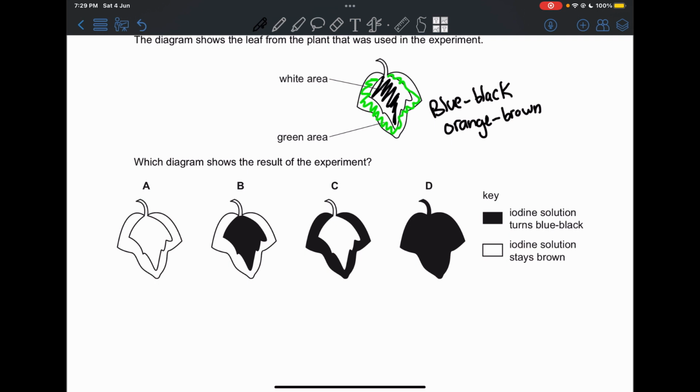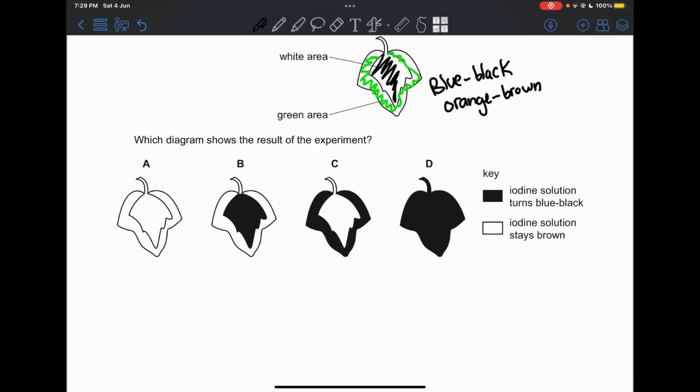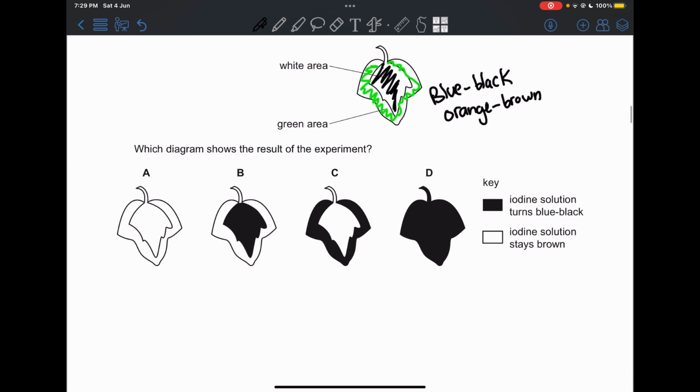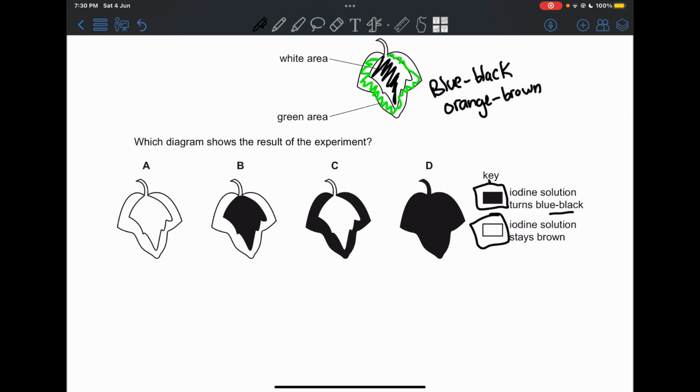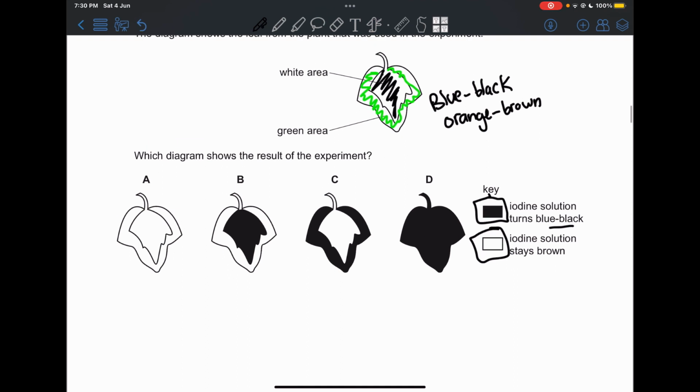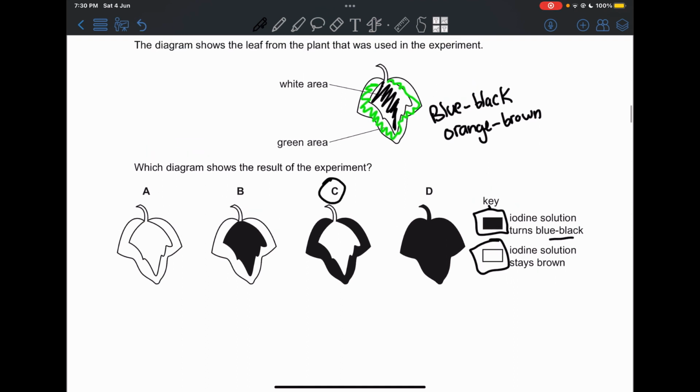Now they're saying in the key that iodine solution turns blue-black. So the black actually indicates the blue-black and the white color over here indicates brown. So the white area is going to be brown and the surrounding area is going to be blue-black. So that is exactly option C.